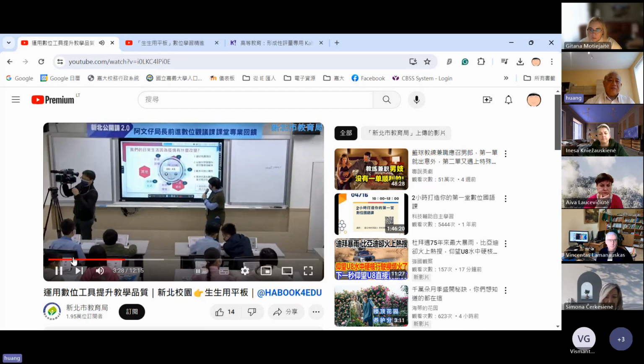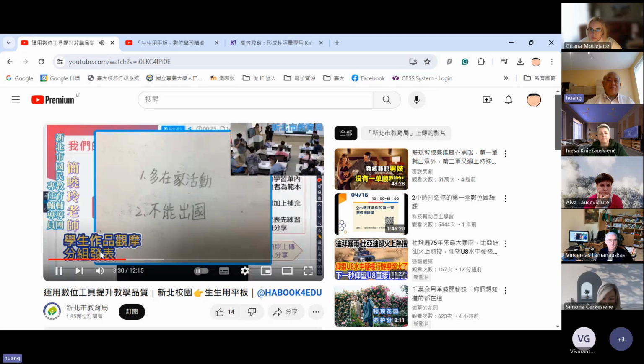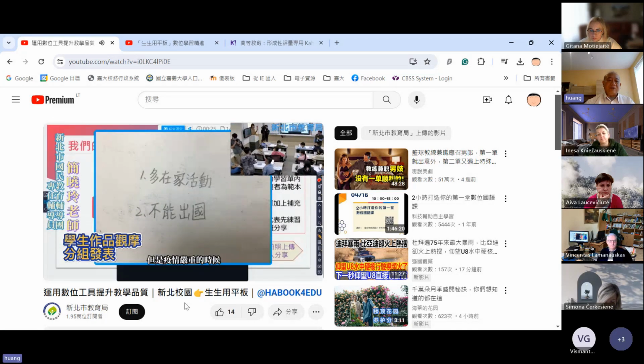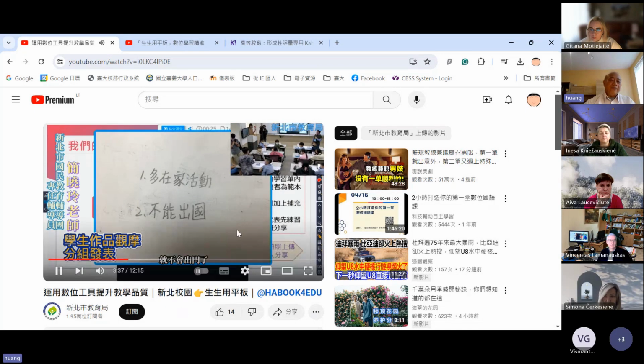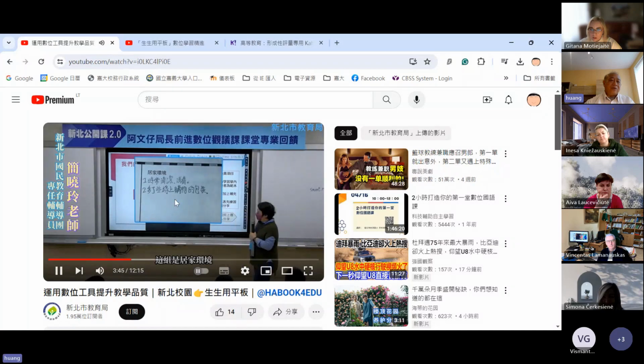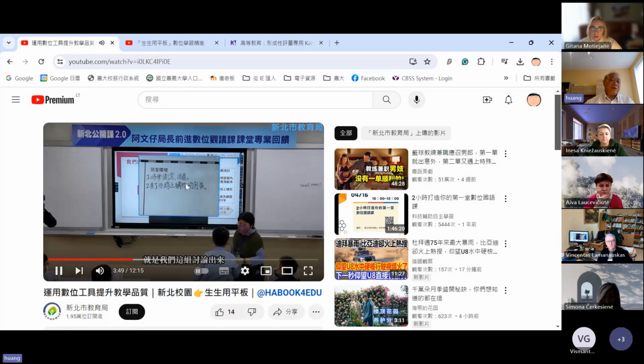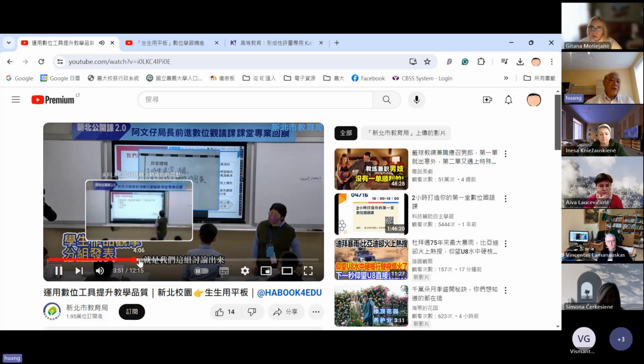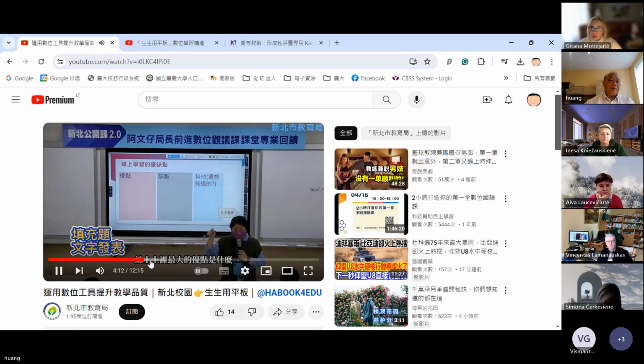After discussion, they can just send it with their tablet to the teachers. So the teacher will receive all their work. So they can share. Okay, this student just took a picture, then sent it to the teacher so they can show it to everyone.